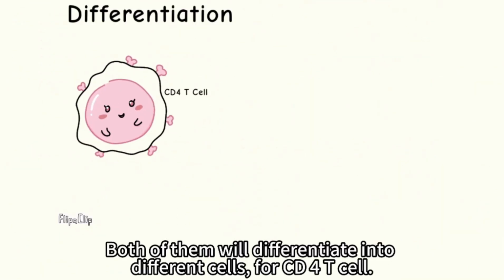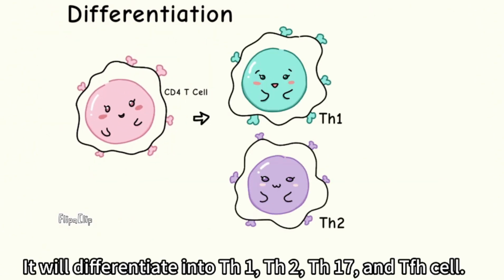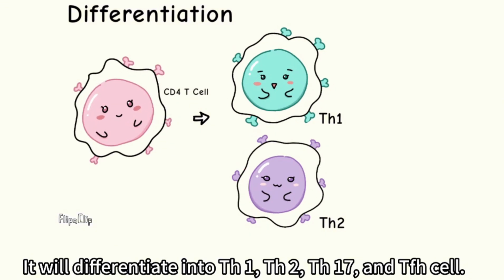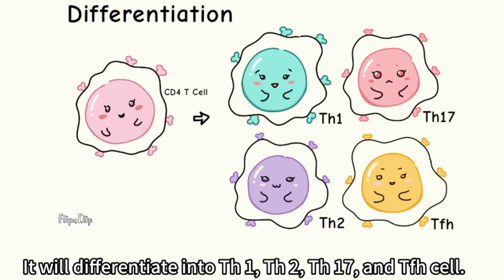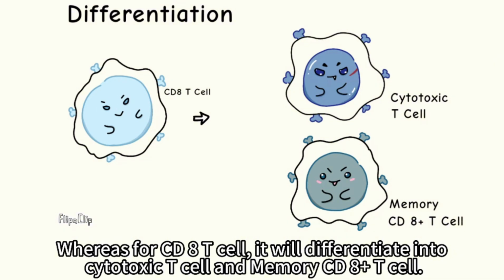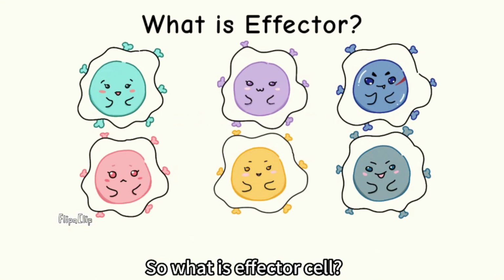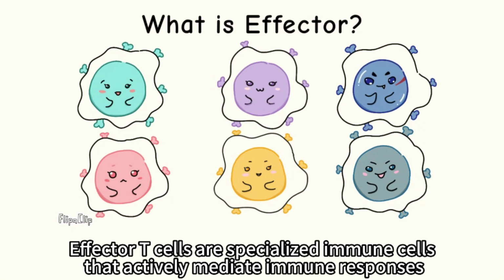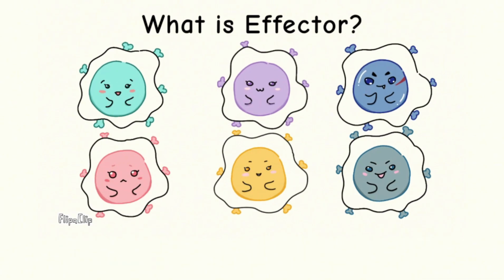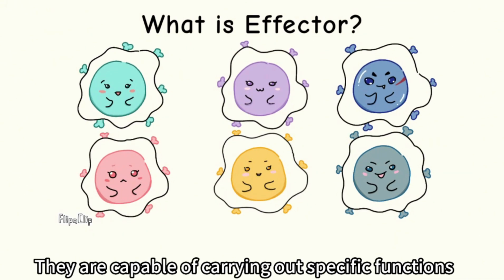Both of them will differentiate into different cells. CD4 T cells will differentiate into Th1, Th2, Th17, and TFH cells. Whereas CD8 T cells will differentiate into cytotoxic T cells and memory CD8 plus T cells. So right now, we will go through the function of each effector T cell. So what is an effector cell? Effector T cells are specialized immune cells that actively mediate immune responses. They are capable of carrying out specific functions.